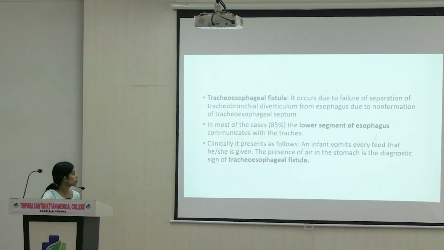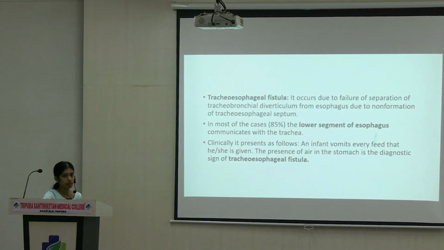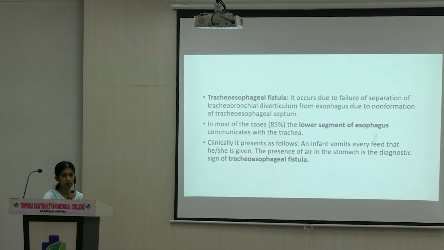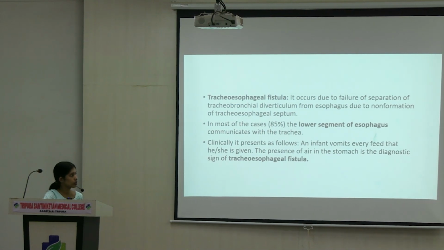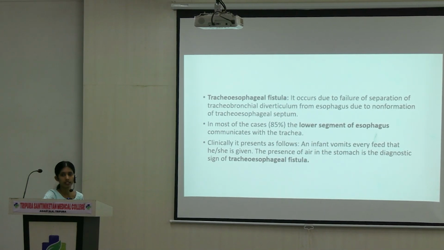Okay. The next condition is tracheoesophageal fistula. It occurs due to the failure of separation of the tracheobronchial diverticulum from the esophagus, due to non-formation of the tracheoesophageal septum. So there will be no formation of this septum during development. If only the septum gets developed, your gut tube and the groove part will separate, leading to the formation of the esophagus and trachea. If there is no septum, then there will be no development of your esophagus and trachea in the normal way.